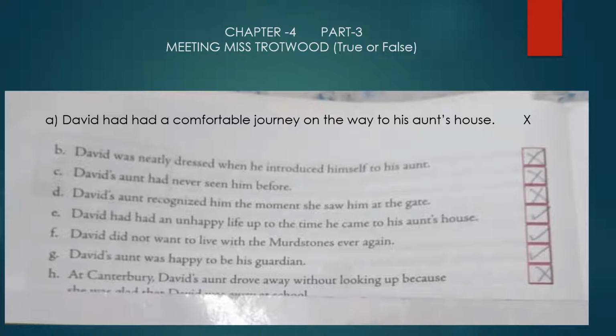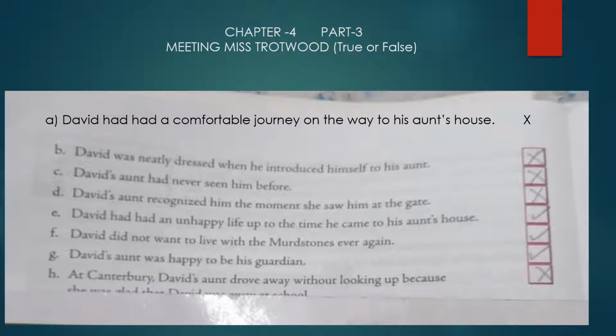Now come to third. David's aunt had never seen David before. This is also wrong. Why? Because she had seen him. She came there when David was born. He did not remember. His mother told him, when you were born, your aunt came here. At the time of your birth, she was here only. So that's why this sentence is also wrong.